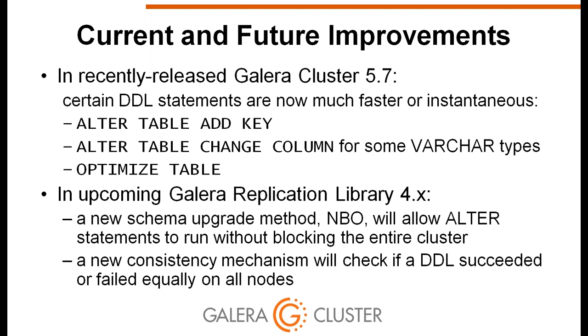And finally, we'll be introducing a new consistency check that will check if a particular DDL statement succeeded or failed equally on all the nodes. So for example, if you attempt to create a table that already exists, this consistency mechanism will check that all the nodes agree on this and all the nodes return the same error code, table already exists. But on the other hand, if you run a DDL statement that you expect to succeed, this consistency mechanism will make sure that the statement succeeded on all the nodes.